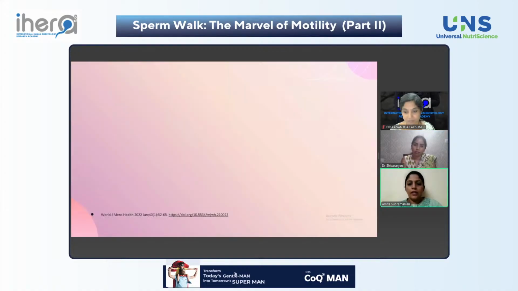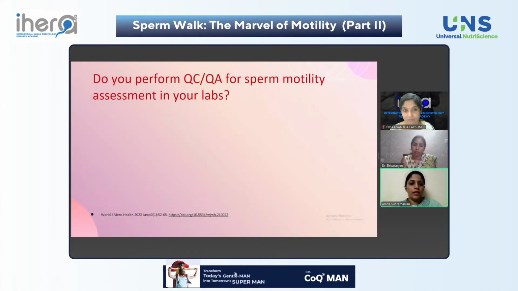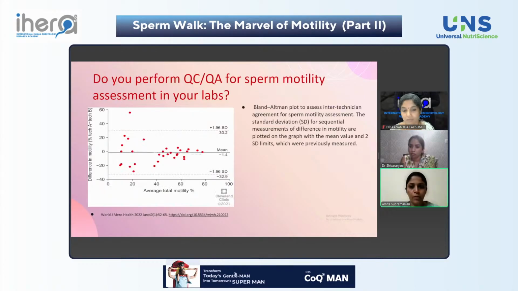Is there any other statistical method to check quality control for sperm motility? So you basically do a standard deviation for sequential measurements of difference in motility, and that is plotted in the graph with the mean value, and 2 standard deviation limits are measured.